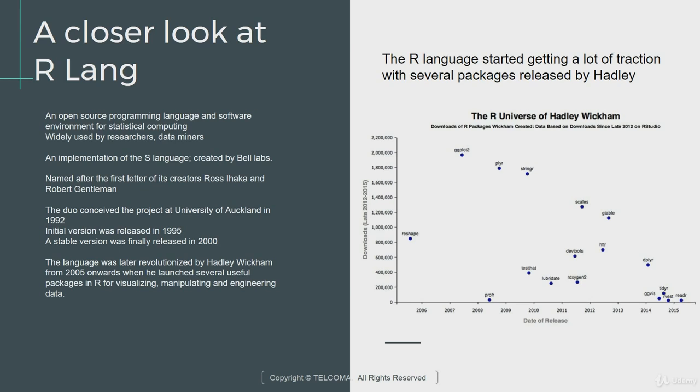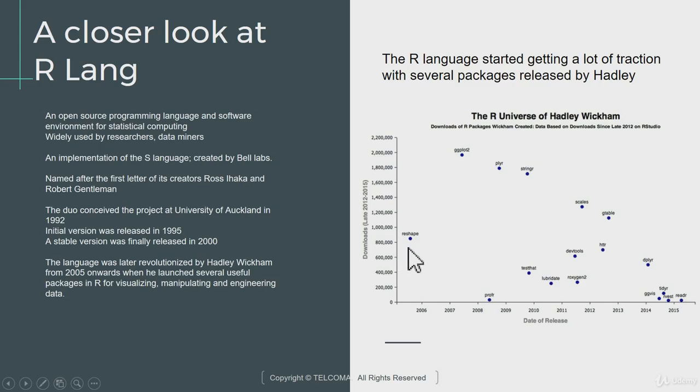Later, a couple of folks from New Zealand at the University of Auckland launched the first version in 1995, and a stable version was actually released in 2000. The name R actually came into picture because both of the founders, Ross Ihaka and Robert Gentleman, have names that start with R. The language got a lot of traction somewhere around the year 2005. A scientist named Hadley Wickham was largely responsible for this revolution. He launched various packages that made life very easy with R. A lot of packages around visualizing data and manipulating data were made possible by the packages launched by Hadley Wickham. It started in 2005 where he launched the package Reshape.